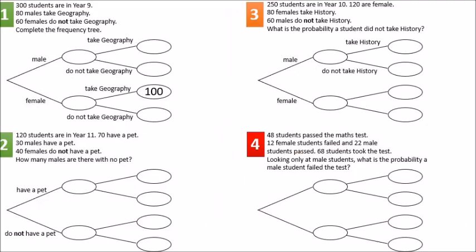Alright, so 4 questions for you to try. Fill in the missing gaps in the frequency trees, and then see if you can answer the question at the bottom.